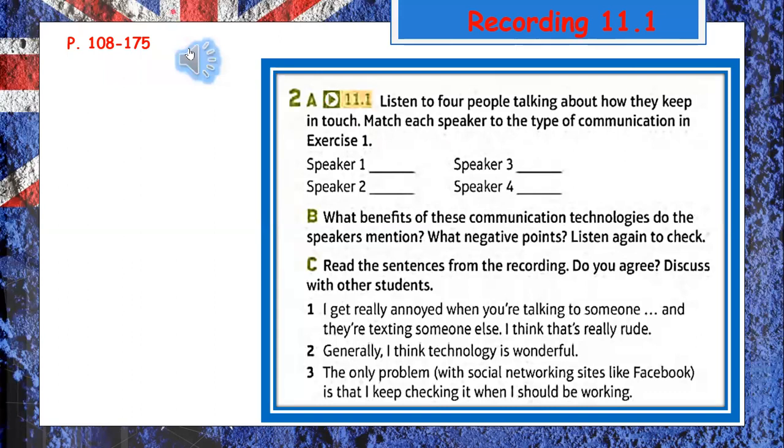All right, according to these four conversations, we're going to determine what type of communication each speaker talked about. Number one, phone. Number two, the internet. Number three, blog. And number four, social media.